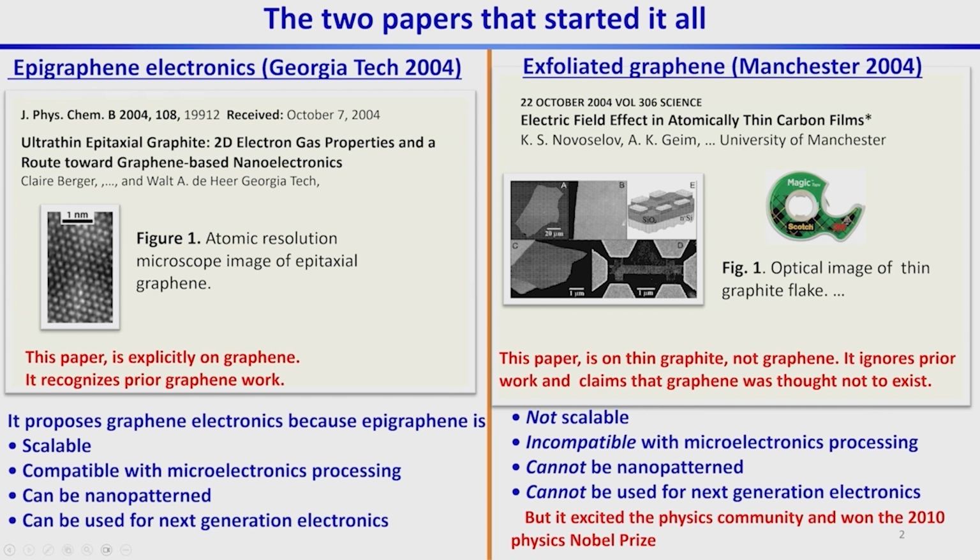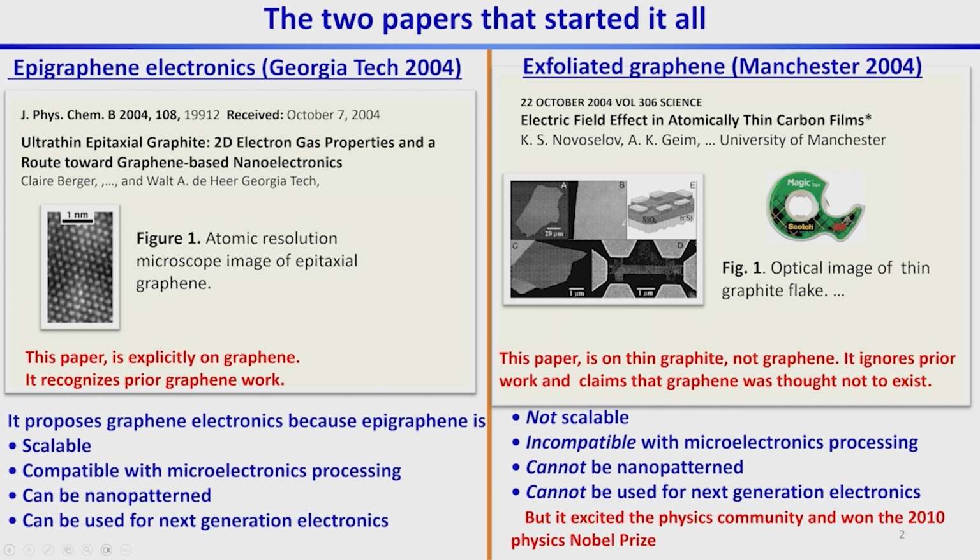And there are other differences. Well, we were explicitly working on trying to make a new electronic material, and we were actually working on decades of prior work. But on the other side, they actually didn't realize that graphene had been around for a very long time already, and I won't get into that.